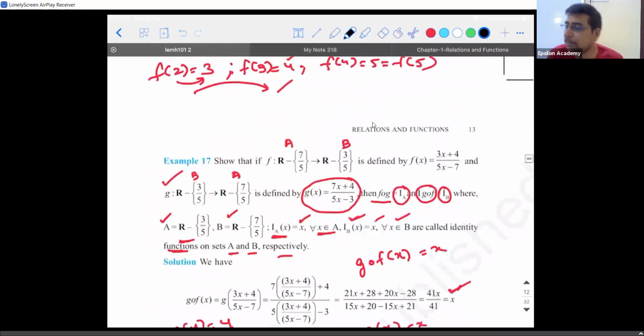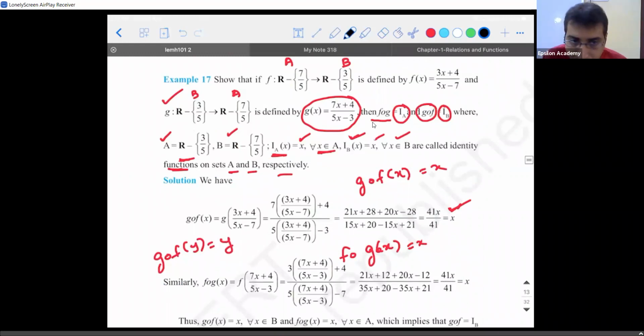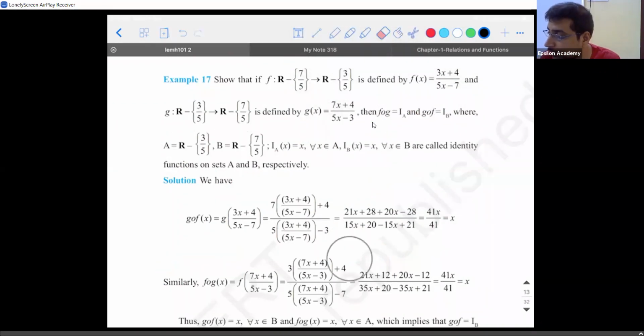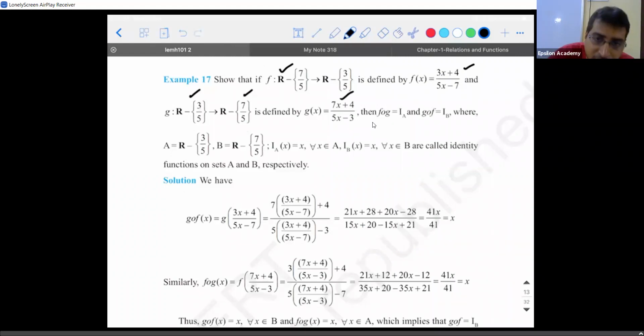Yesterday we saw a problem where we saw a type of function called identity functions on set A and set B. We are not going to discuss the whole problem again, but what was the idea? If you have a function f mapped from real numbers except 7 by 5 to real numbers except 3 by 5, defined by f of x is equal to (3x plus 4) by (5x minus 7), and a function g mapped from real numbers minus 3 by 5 to real numbers minus 7 by 5, defined as g of x is equal to (7x plus 4) by (5x minus 3).